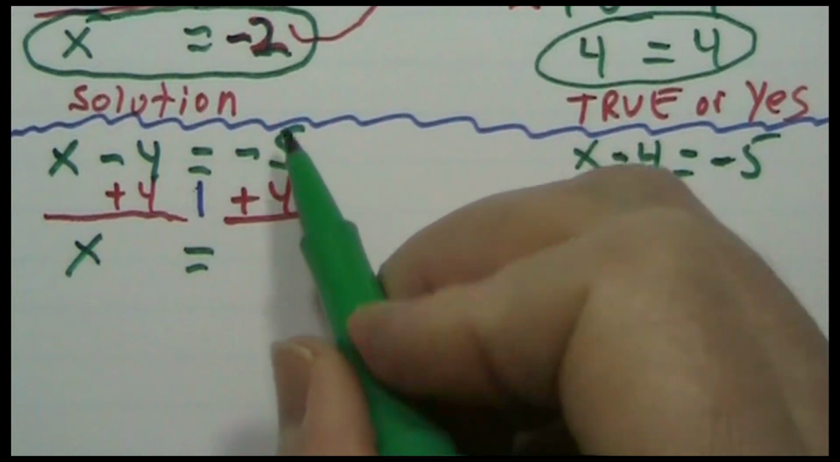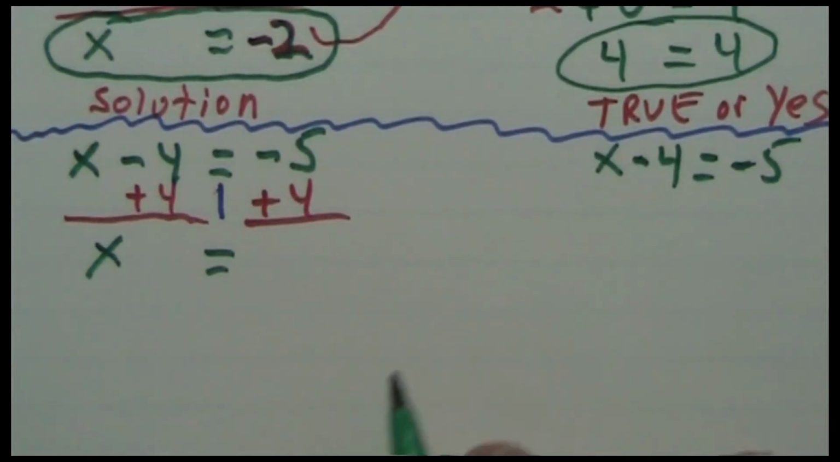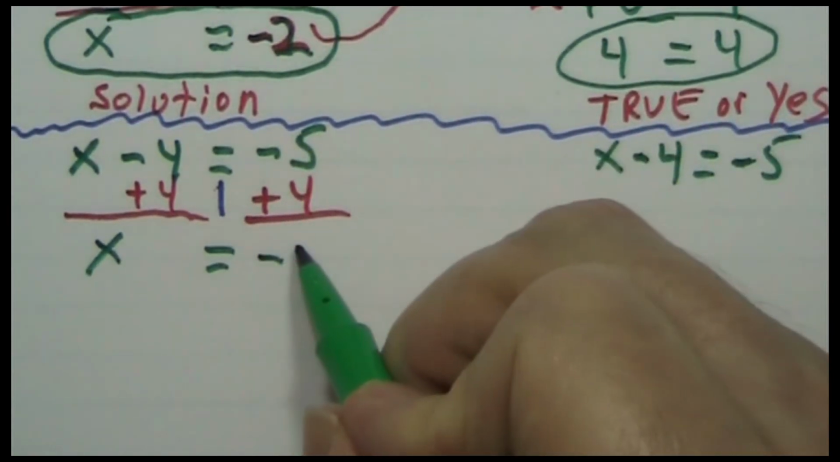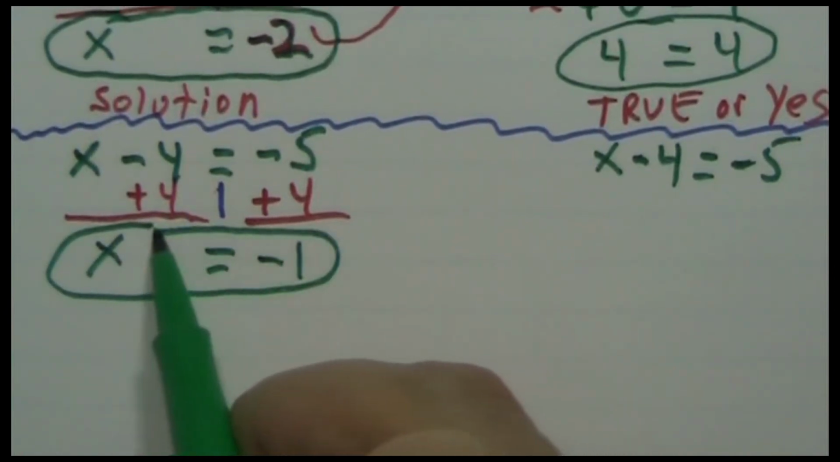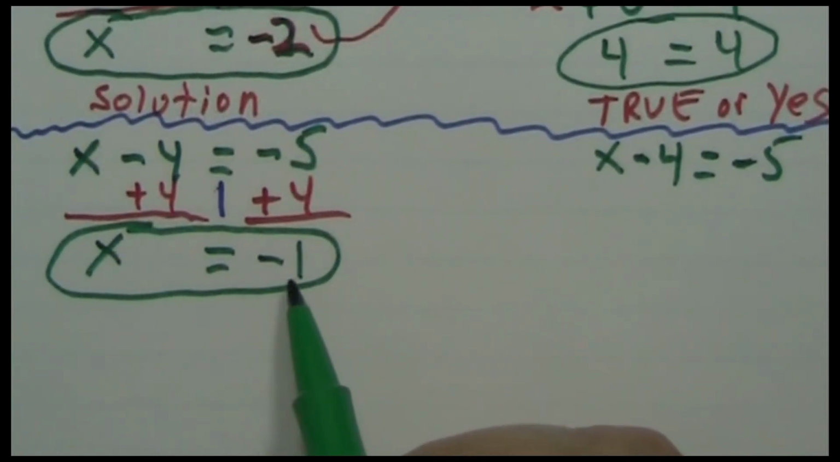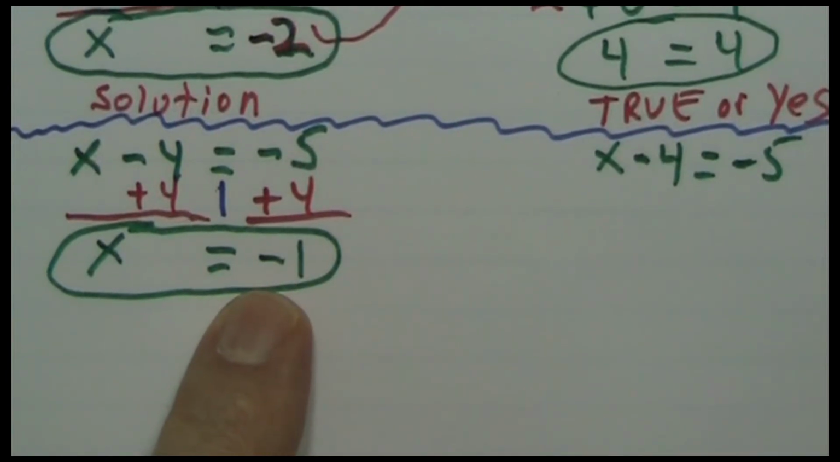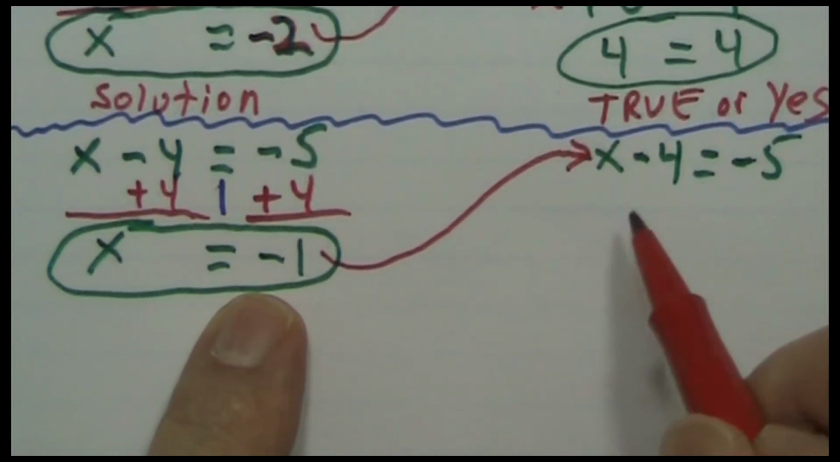On the right side, we have negative 5 plus 4. Negative 5 plus 4, that's more negative by 1. Negative 1. That's what I think the answer is. I think the answer is negative 1. How do I check it? I take this negative 1 and I plug it back in there for x.